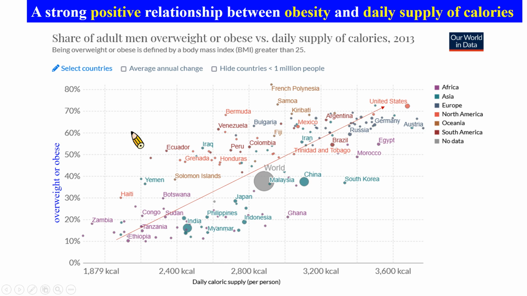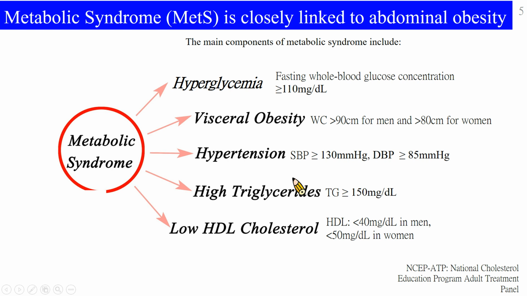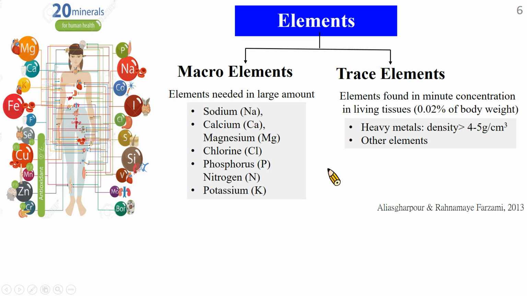So obesity significantly correlates with the food we eat. That means an increase in daily supply of calories since the 1980s. Metabolic syndrome is closely related to abdominal obesity. And we know metabolic syndrome is a clustering of diseases, including obesity, hyperglycemia, hypertension, high triglycerides, or low HDL cholesterol. So now we move to elements.